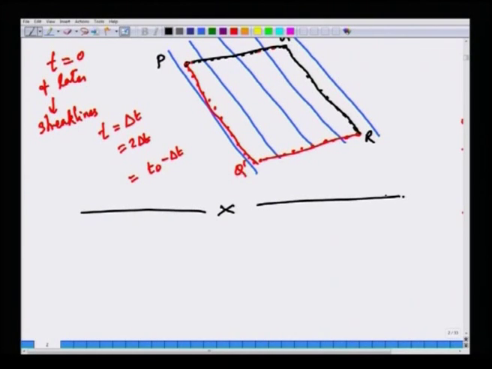So, we can also derive a mathematical expression for streamline.